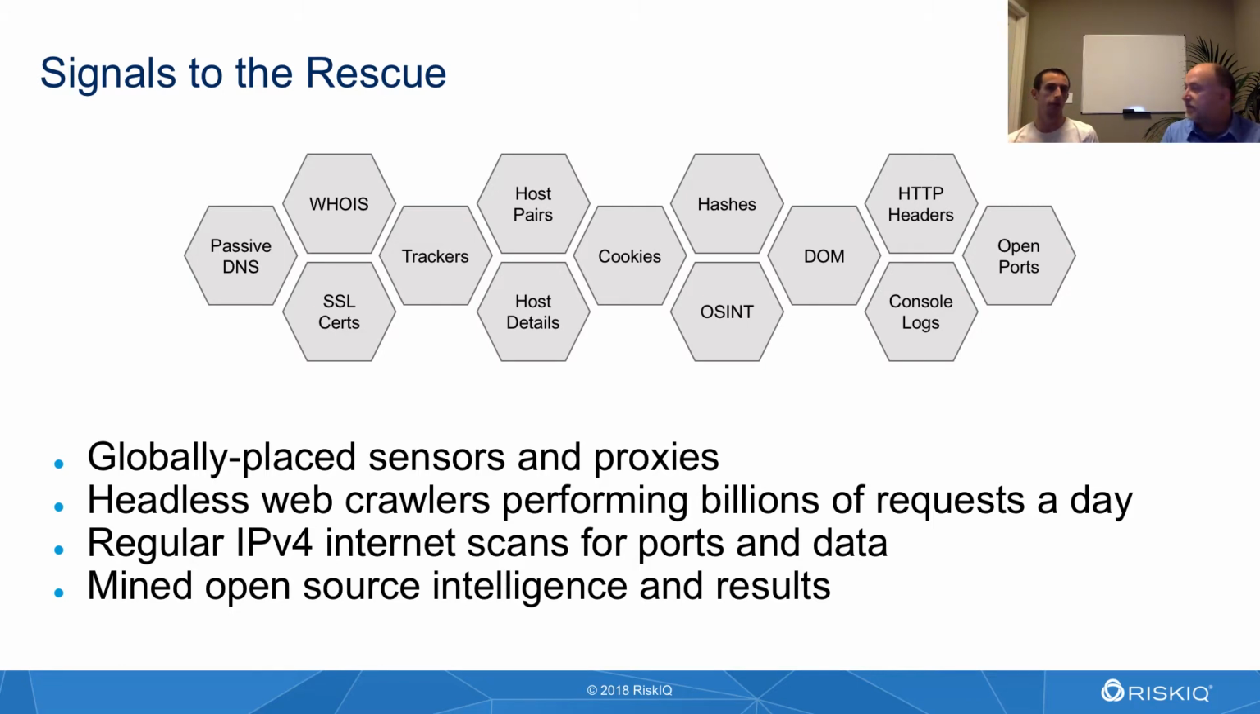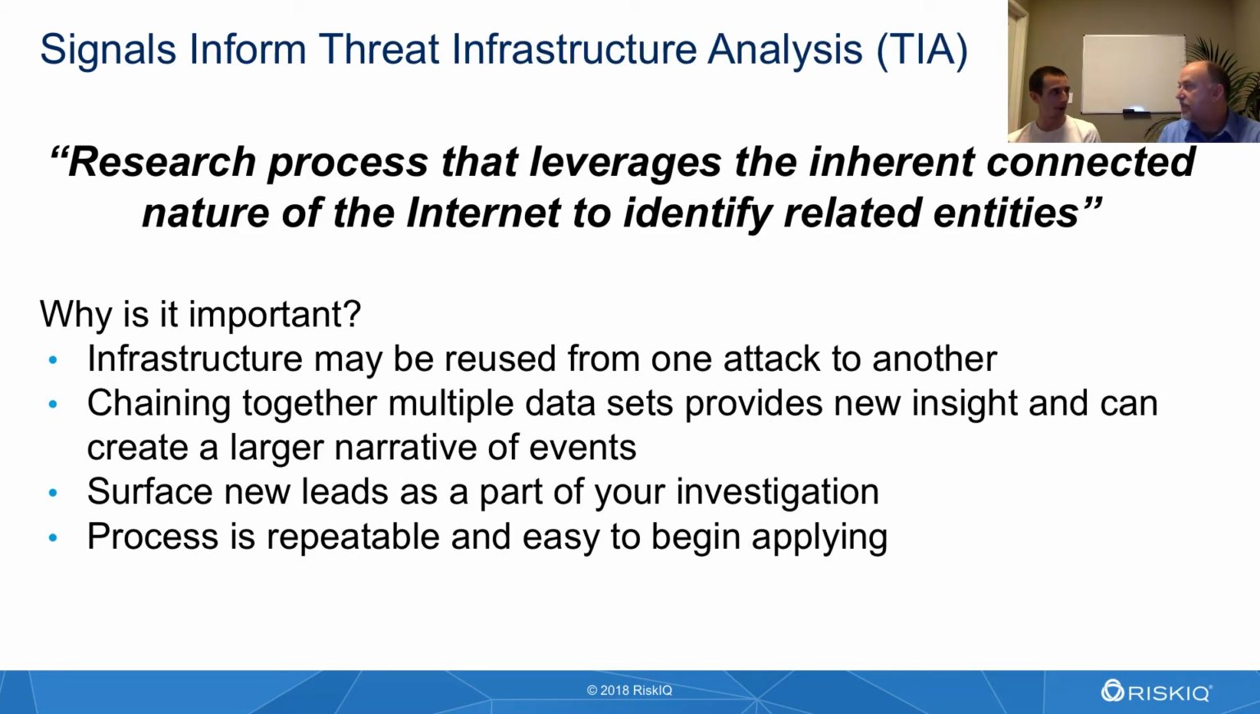Absolutely. The point here that we're trying to get is signals are important, and we want as many of them as possible, because the more that we have, the higher fidelity connections we can make. The better the decision you can make to say if it's really bad or not. Absolutely. Okay, so we got all these signals. We know they're super important, and if we're using RiskIQ, we have a vast amount of things that we can work with. These signals ultimately inform a process that we've labeled threat infrastructure analysis. And so the wordy definition that we've come up with is that it's a research process that leverages the inherent connected nature of the internet to identify related entities.